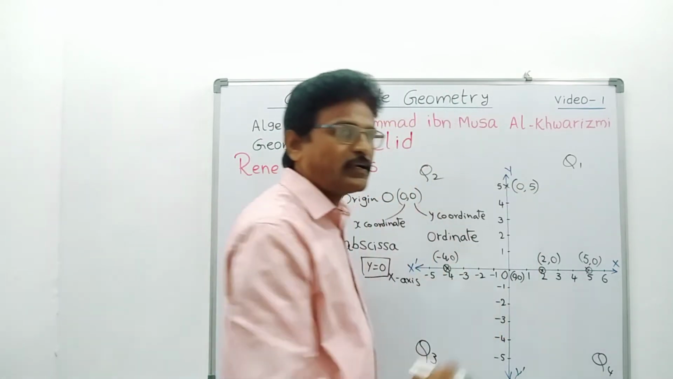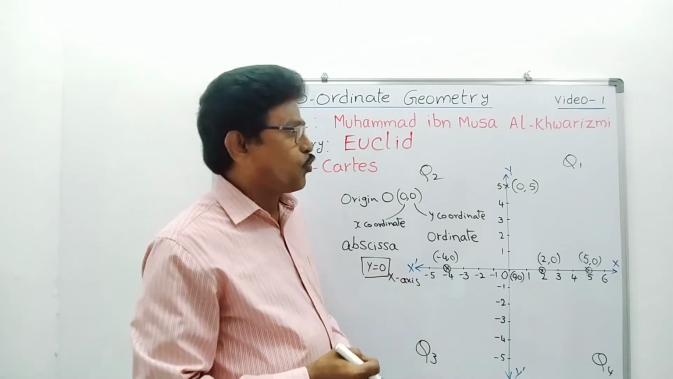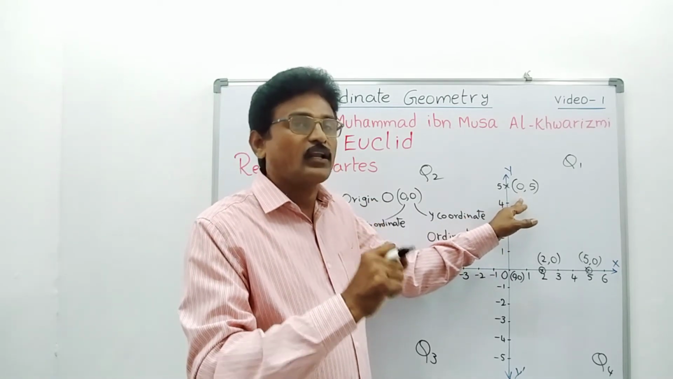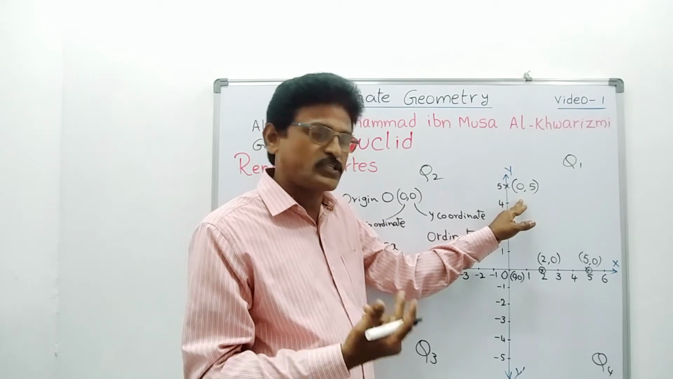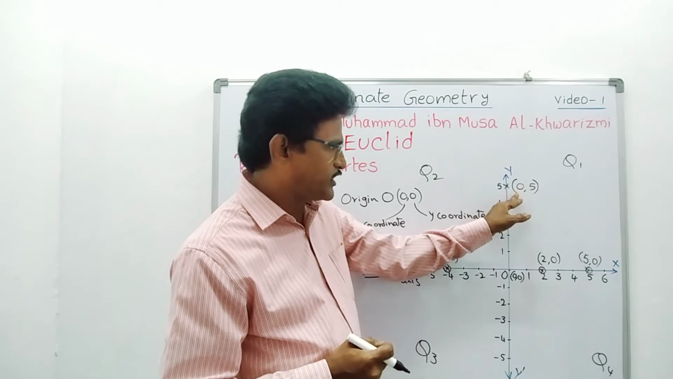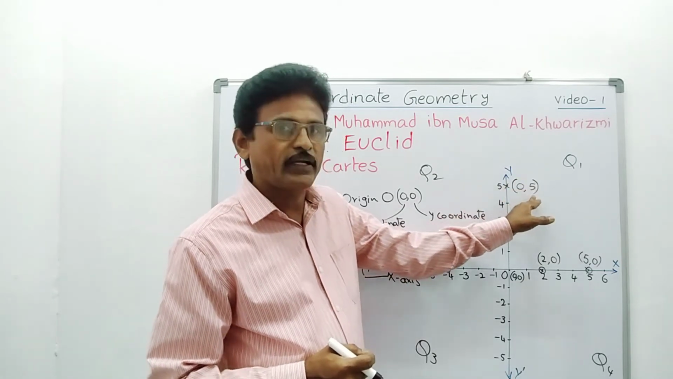So what is this point? (0, 5). Why are you writing 0 first? That is the x coordinate, or abscissa. We can say it is the abscissa. So this point is (0, 5). The x coordinate is 0 and the y coordinate is 5.